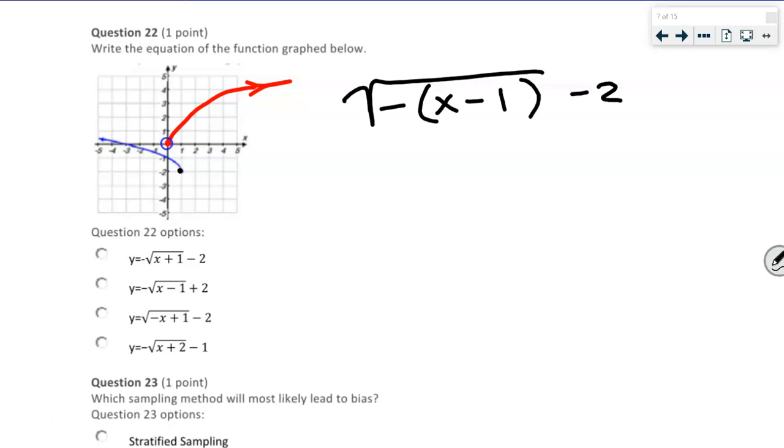So when we look down here at these equations, if we simplify this, it's going to be the square root of minus x plus 1, isn't it? Minus 2. So that is this equation right there. And again, remember, h and k have to do with our x value, which is 1, right? And our k value is minus 2.